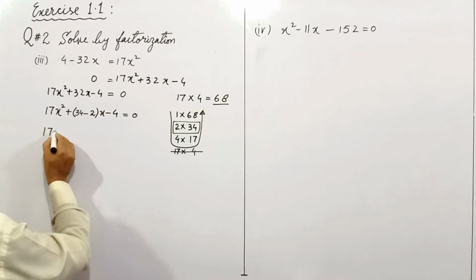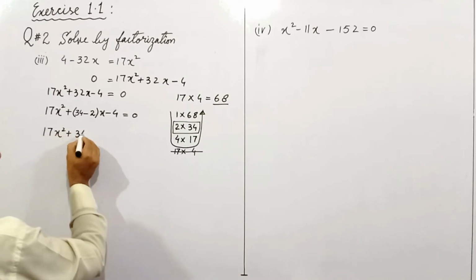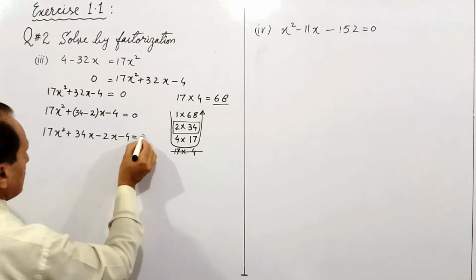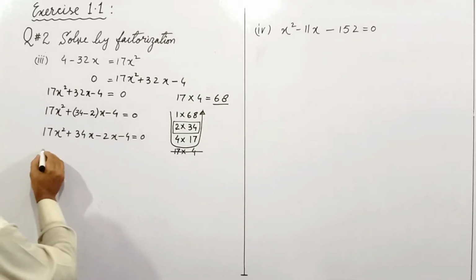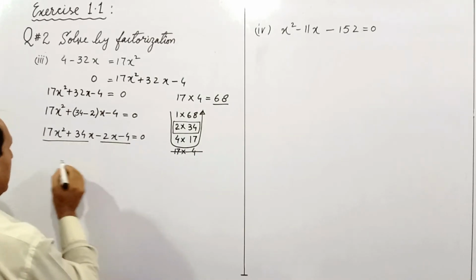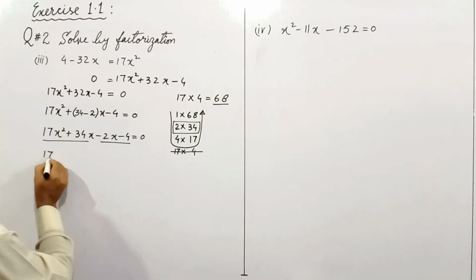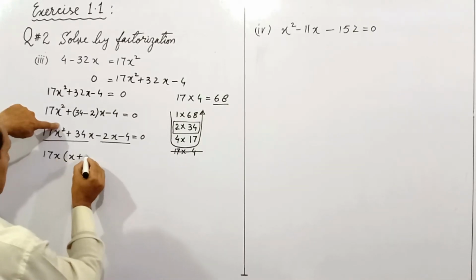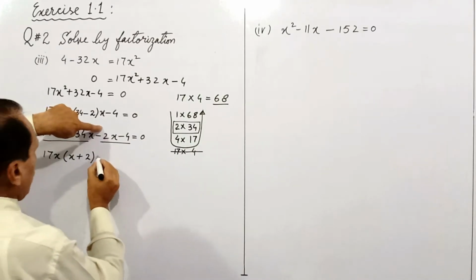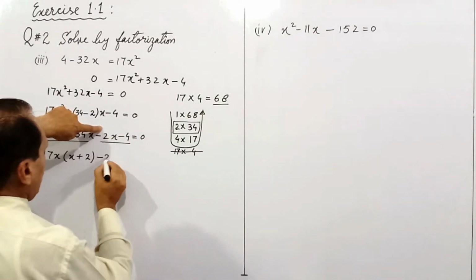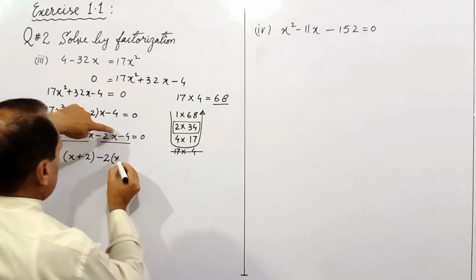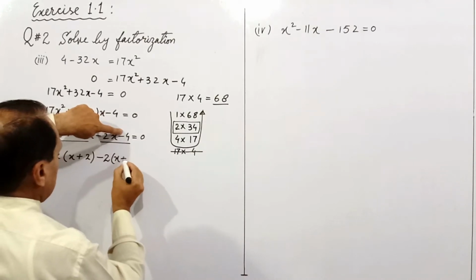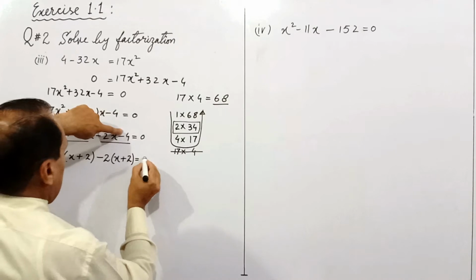Now we open the bracket in the next step, 17x² + 34x − 2x − 4 = 0. We make the pairs and take the common, and we have 17x common in the first pair. First term remainder is x and second term is 2. In the second pair, we take minus 2 as common. First term remainder is x. When we take minus common, the second term minus will change into plus, and 2 is left.